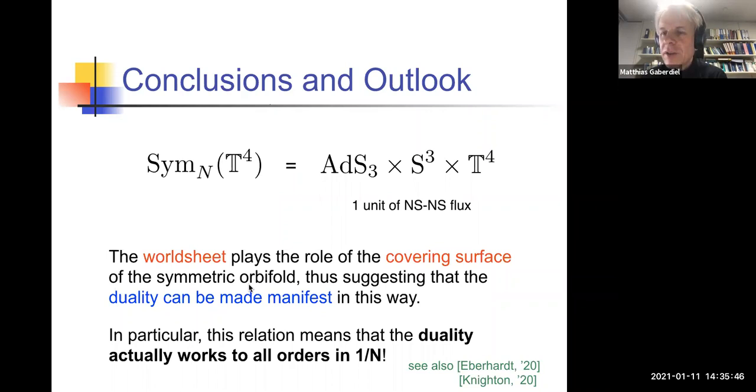And in particular, this suggests that this will work to all orders in 1/N, because remember, the 1/N corrections from the symmetric orbifold are related to the genus of the covering surface. The covering surface is the worldsheet, so that's the higher genus contributions from the worldsheet, exactly as you would expect. And some work checking the higher genus versions of these correlation functions has been done by my former PhD student and my current PhD student.